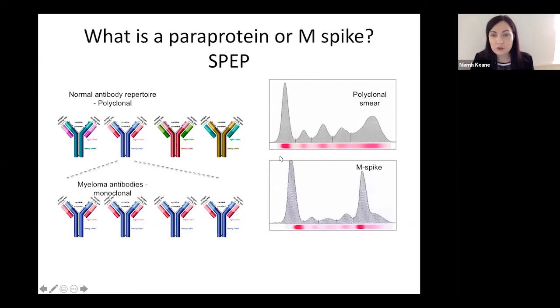So over the normal course of things in health, if we were to run your serum across a gel, we see a smear like this, where we see all of the different antibodies that you would have originally encountered throughout your life. In multiple myeloma, one particular antibody has taken over, and we see one M-spike here on the gel. And that's what we're referring to when we talk about the M-spike or the paraprotein.